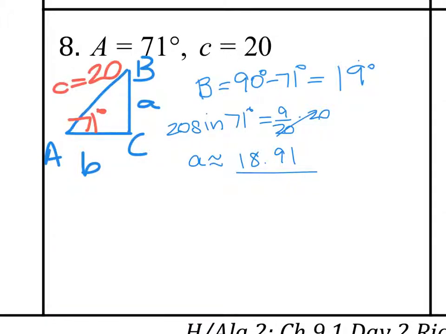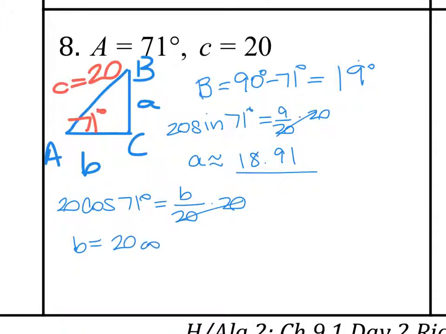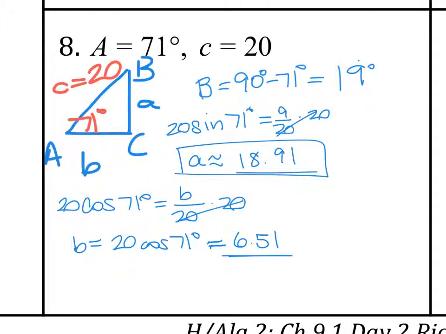Then let's try to solve for B. So we need to solve for B. So that is adjacent. We need to know adjacent over hypotenuse. So that's cosine of 71 degrees equals adjacent B over 20. Then you multiply by 20 to both sides, and then you plug it in your calculator. So B equals 20 times cosine of 71 degrees. And so that will be approximately 6.51. Okay, so that is A. Here is B, and then of course this is our angle B.